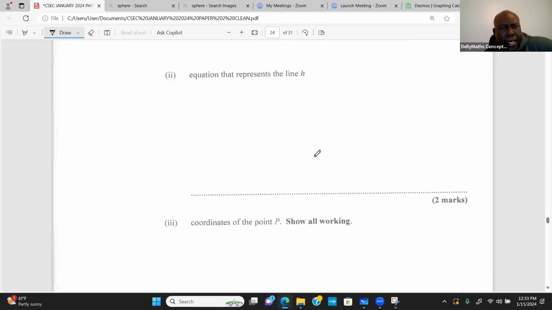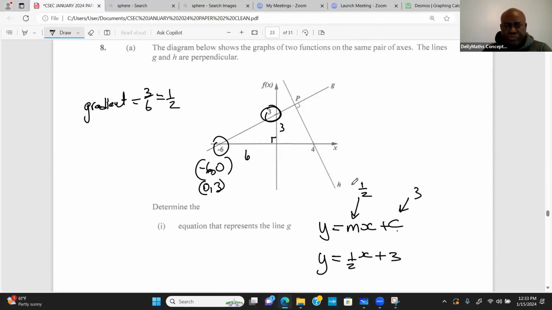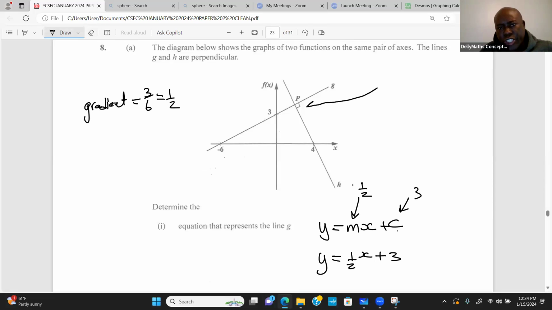All right. It says to determine the equation of the line represented, h. So let us look at h. What's going on for h? We're realizing that h is definitely perpendicular to g, and a point on h is (4, 0). So technically, when lines are perpendicular, one gradient is the negative reciprocal of the other.